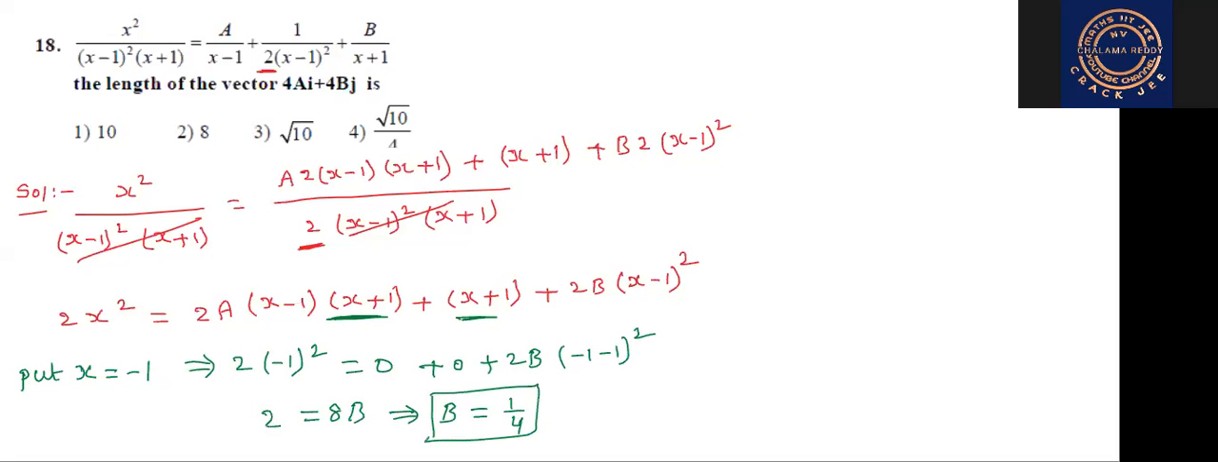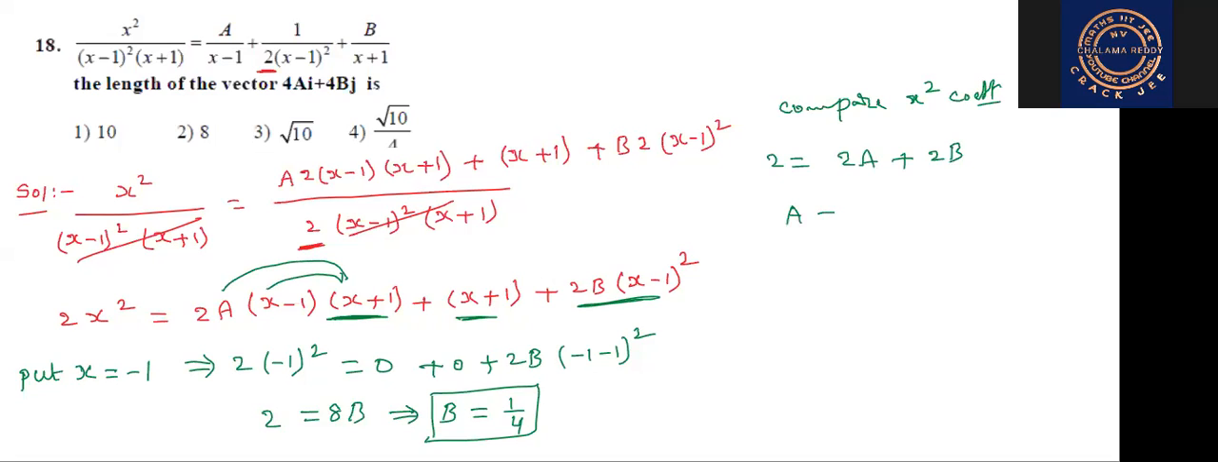Then how to find a value? Compare x square coefficients. X square coefficient, left hand side is 2. Right hand side, after multiplication these two, we get 2a. Here after expansion, x square coefficient is 2b. Now 2 take common and it's going to cancel. Here we need a value. We get a is equal to 1 minus b. That is 1 minus 1 by 4. A value 3 by 4.